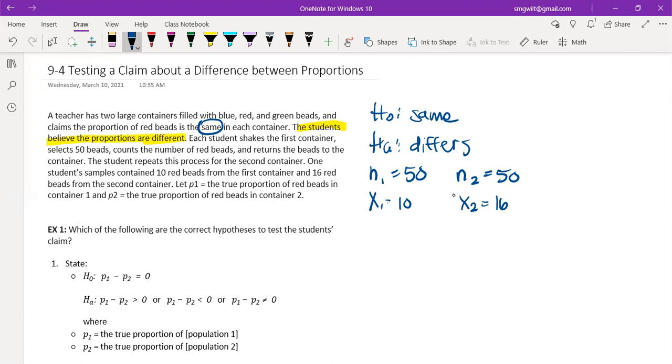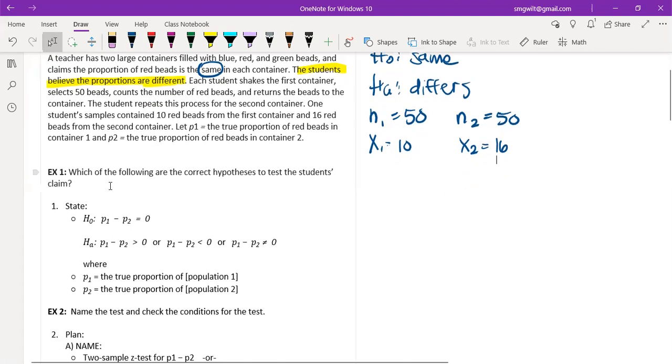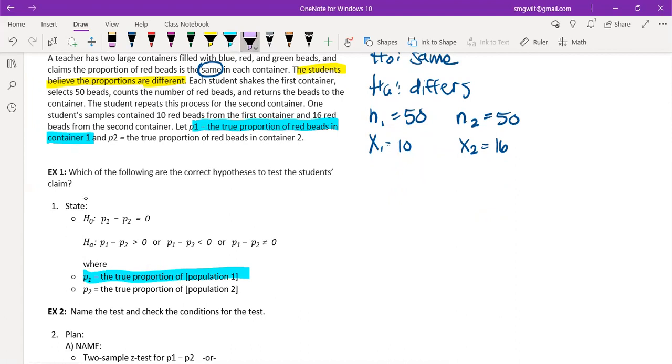Let P1 be the true proportion of beads in the container 1 and P2 be the true proportion of beads in container 2. So they're telling us what the parameters are. So notice that in step 1, we have to state the null and alternative hypotheses and the parameters. So in this case, they're giving us P1 and P2. Again, mostly because it's multiple choice so that we only have to select one item. We're only selecting the correct null and alternative hypothesis.